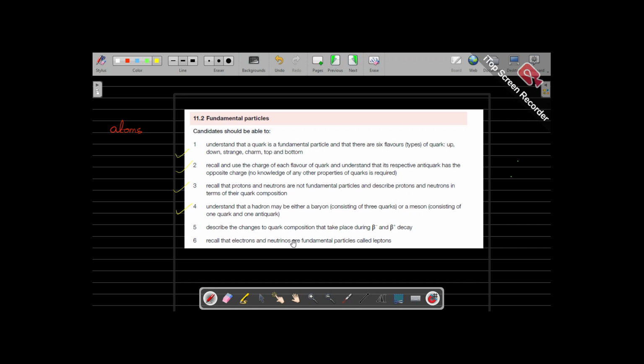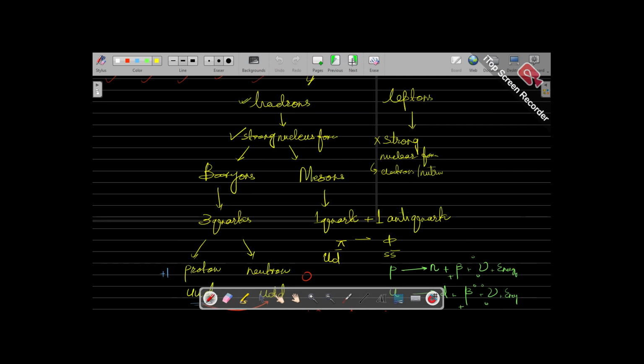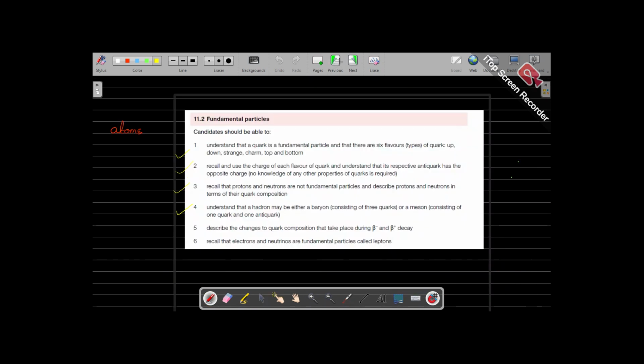We have seen the changes to quark composition that take place during beta negative and beta positive decay. We have seen beta positive, and you do beta negative on your own. Then recall that electron and neutrinos, they are fundamental particles. They are called leptons. That's all. That's literally all there was from particle physics. We had covered 11.1 in the previous lesson. We have covered 11.2 here.